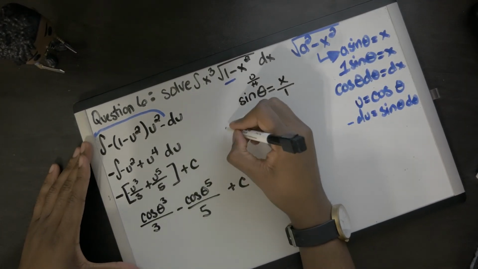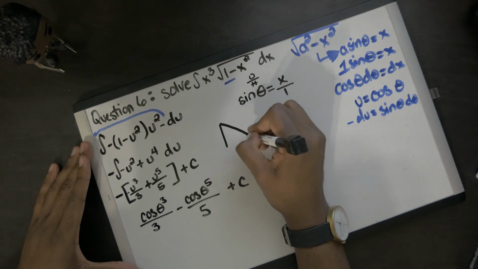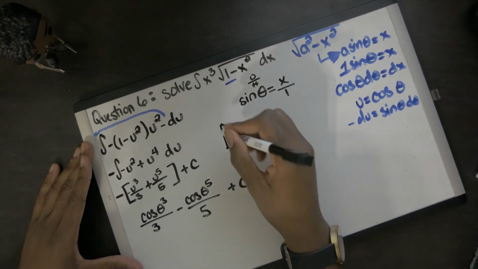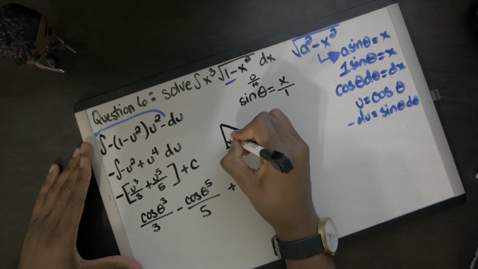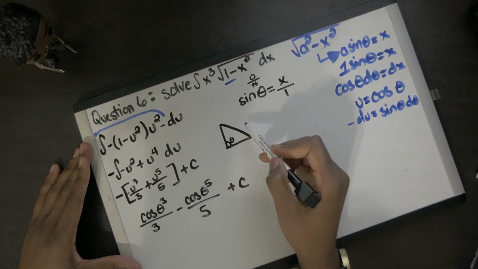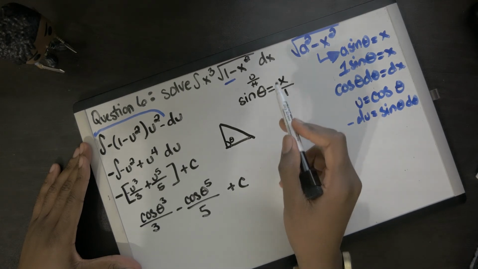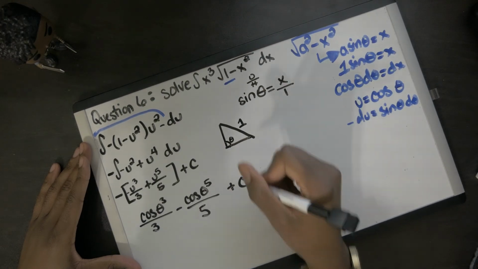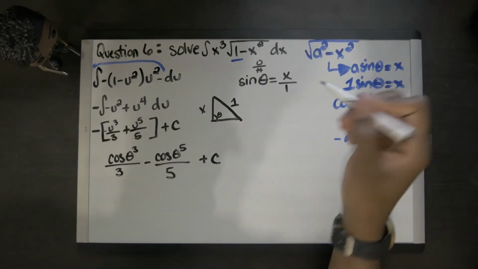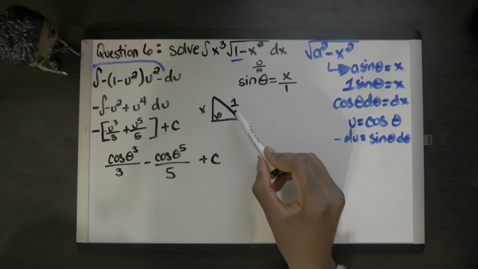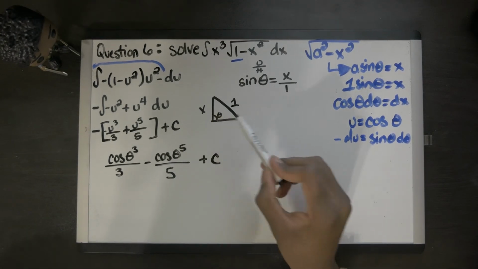Well, why does that matter? Let's create a triangle. When we think of the triangle, we're going to think of the angle theta. And we know we have the adjacent, the opposite, and the hypotenuse. Well, we just said the opposite over the hypotenuse is x over 1, so the hypotenuse would be 1, and the opposite side would be x. Now that we know the opposite side is x and the hypotenuse is 1, what is the adjacent side?